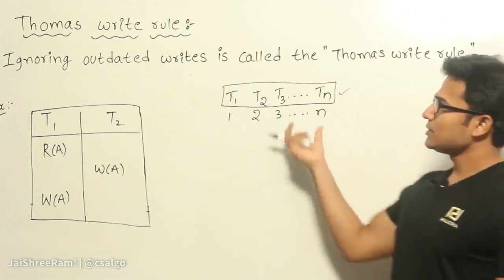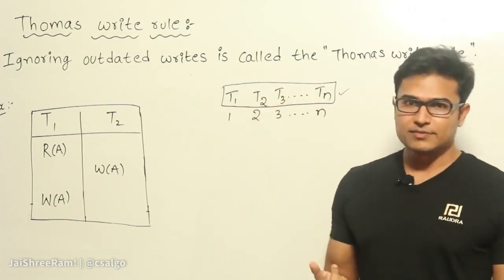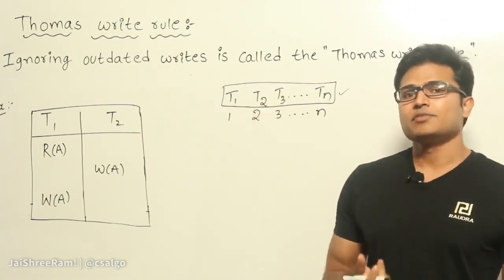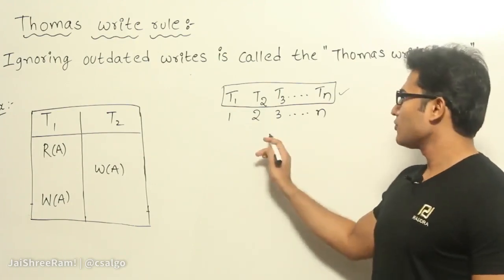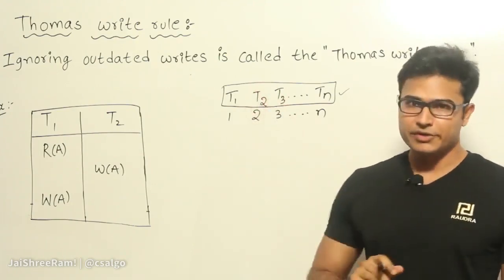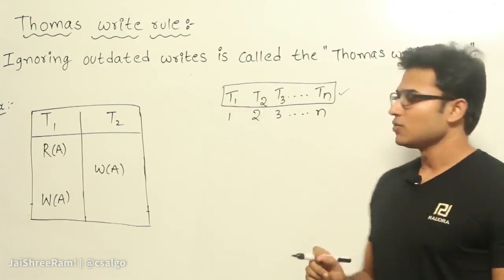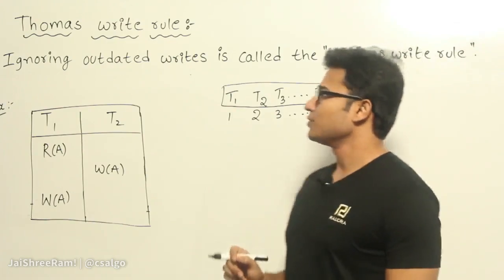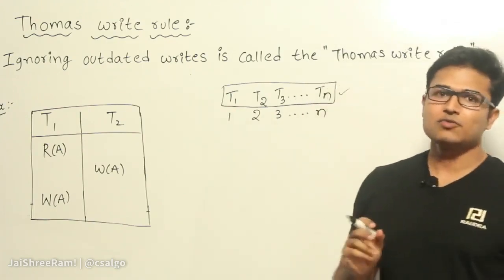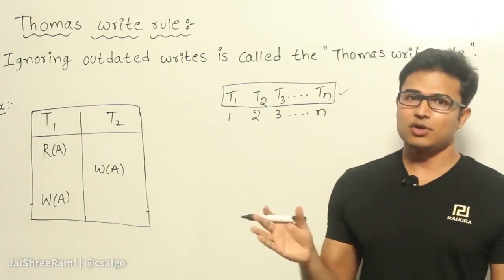And what does this Thomas write rule say is, even if there is some schedule which is not conflict equivalent to this particular serial schedule, it will still try to allow such a schedule, right? So I'll just take an example and explain what it really means. I hope you understood what the timestamp ordering protocol is trying to do.